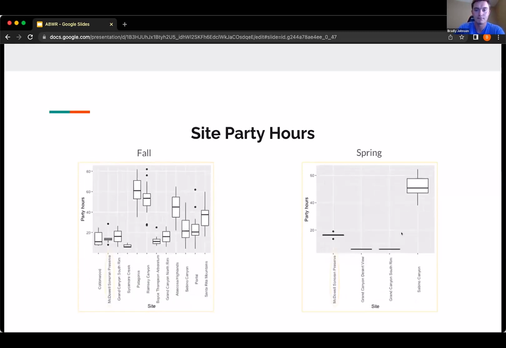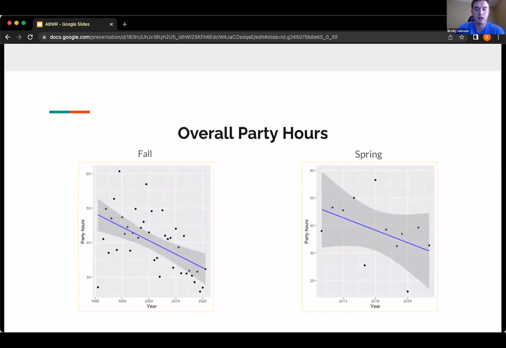Hey, Bradley, before you go on too far into party hours, do you want to just tell folks what those mean? Yeah, so that's the amount of time volunteers spend surveying on each sampling event. Sorry, I thought I mentioned that.